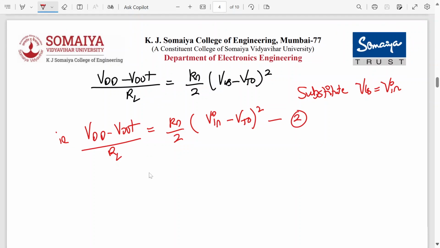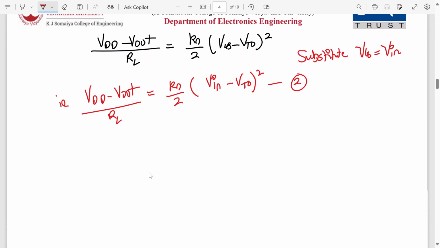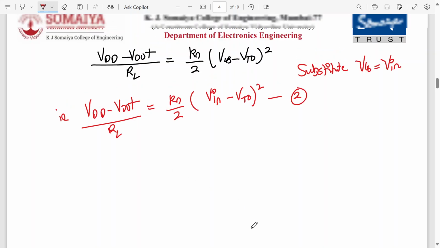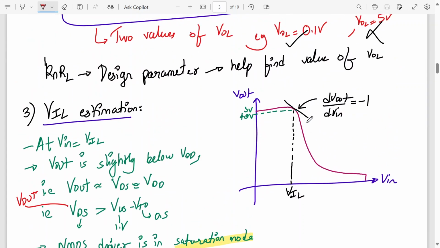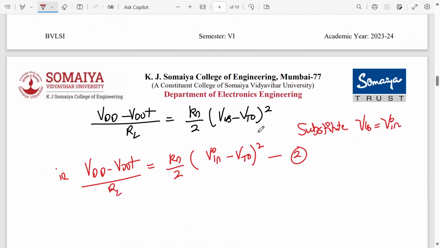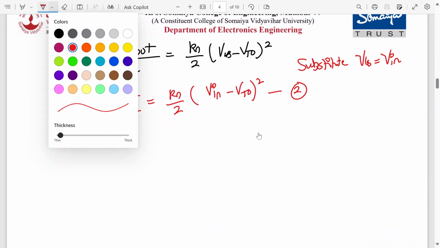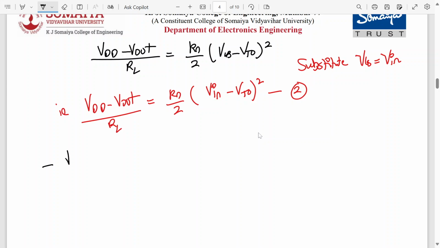Now how to solve this further? We have to get the value of VIL. So can I say VIL is the smaller of the two input values at which the slope becomes minus 1, right? So at V in equal to VIL, dV out by dV in is equal to minus 1. So let us proceed with this.